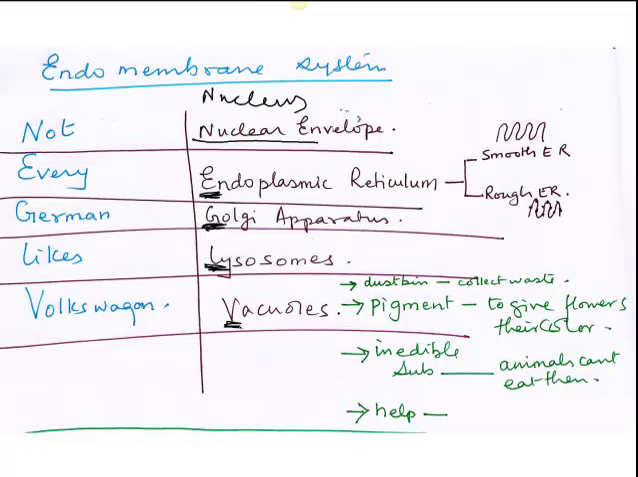To remember that, I came up with a mnemonic: Not Every German Likes Volkswagen. If you know this, you know the sequence of the endomembrane system and what each thing is responsible for. N stands for nuclear envelope. E stands for endoplasmic reticulum. German, the G, stands for Golgi apparatus. Likes, the L, stands for the lysosome. Volkswagen, the V, stands for the vacuoles.